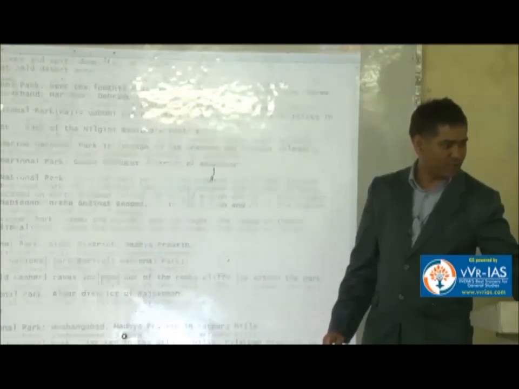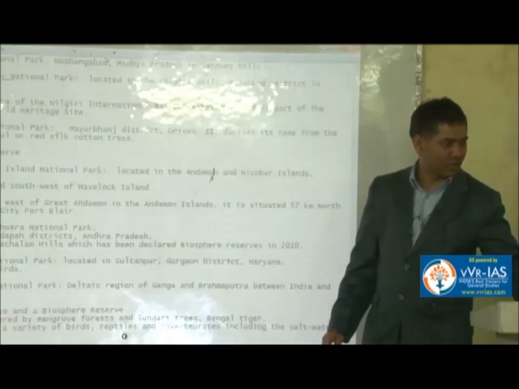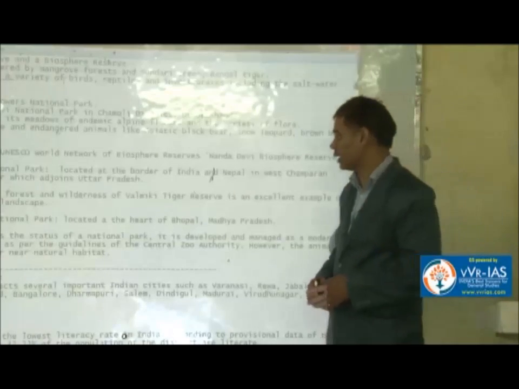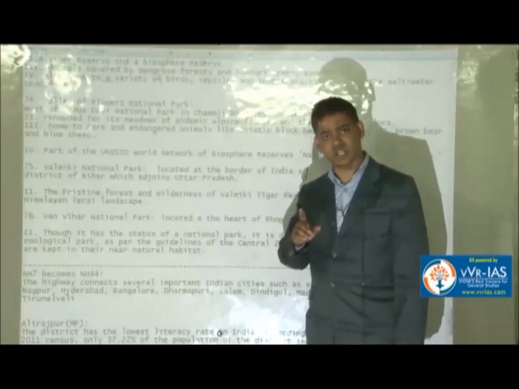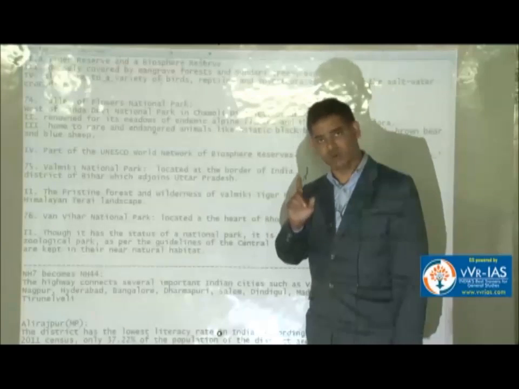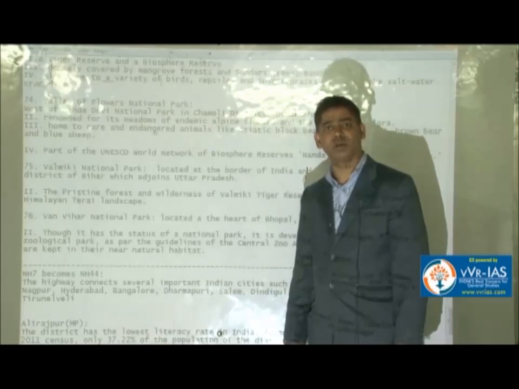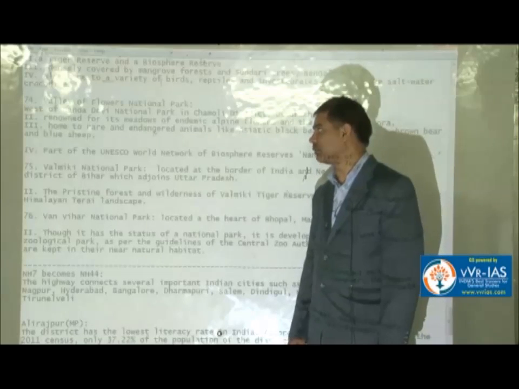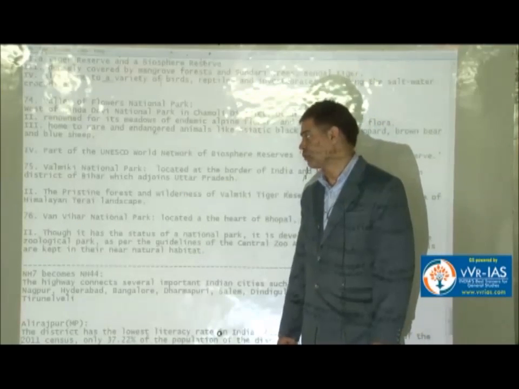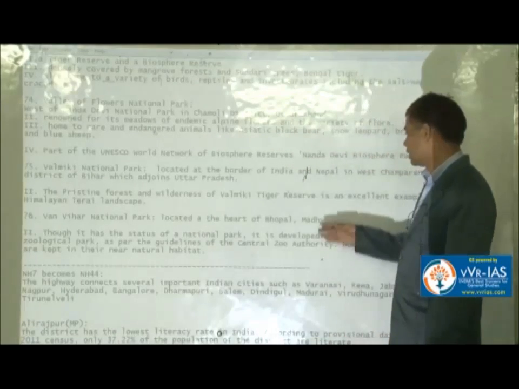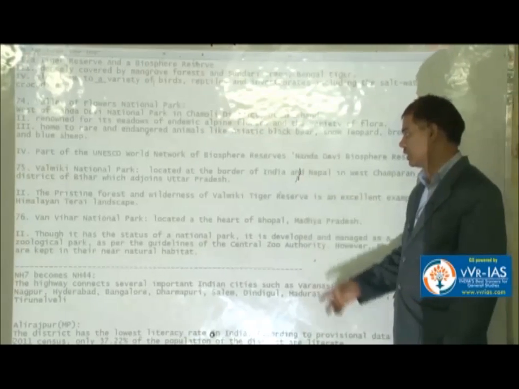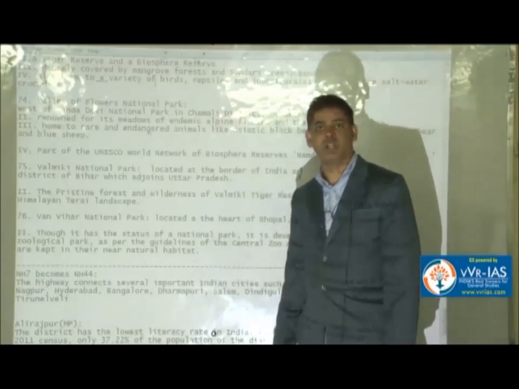It is not only geography through map classes; it is also a very important class of environment and biodiversity. See the last national park, the Valmiki National Park. When I spoke regarding the tributaries of the Ganga, I told you there is one river on the border of Bihar and Uttar Pradesh. The name of the river is Gandak. Near the Gandak river there is Valmiki National Park. It's an important national park. Then you come to Van Vihar National Park. Van Vihar National Park is located in the heart of Madhya Pradesh, that is Bhopal. In this way, everything will be covered.